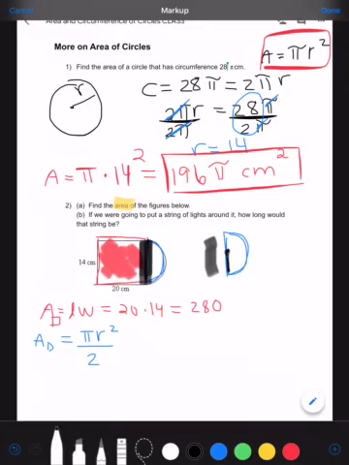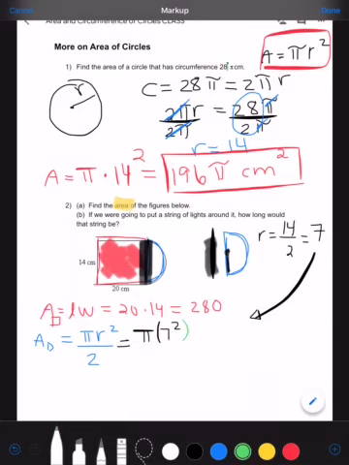So what I want to get to here is for you to notice that the radius is going to be half of this whole thing. Okay, so if that whole thing is 14, I am going to divide it by 2, and the radius is going to be 7. So the radius of the semicircle is 7. Now I'm going to use this information here to find the area of the semicircle. And then this is going to be pi times 7 squared divided by 2.